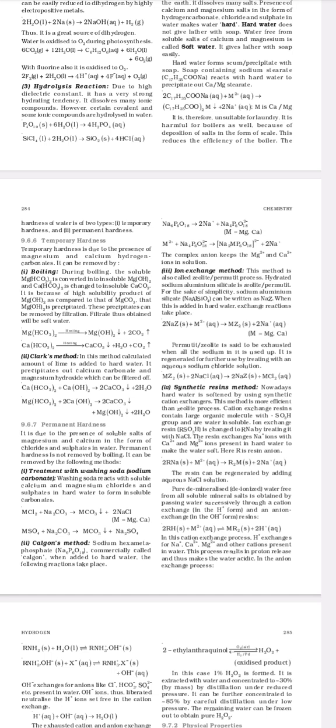These precipitates can be removed by filtration. The filtrate thus obtained will be soft water. Second is Clark's method. In this method, a calculated amount of lime is added to hard water. It precipitates out calcium carbonate and magnesium hydroxide, which can be filtered off.